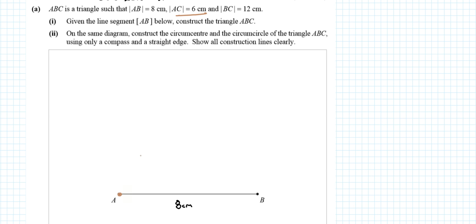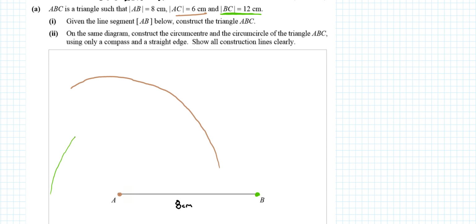Now, if that's 8 centimeters, 6 centimeters is going to be somewhere over here, isn't it? Draw an arc of radius 6 centimeters. Now I'm doing that freehand, but this is 6 centimeters. Then make the radius of your compass 12 centimeters. It says BC is 12 centimeters. And put the point of the compass here. This is 8, 12 is going to look something like this.